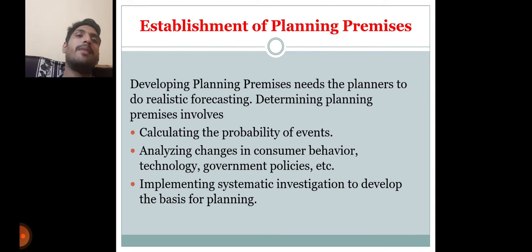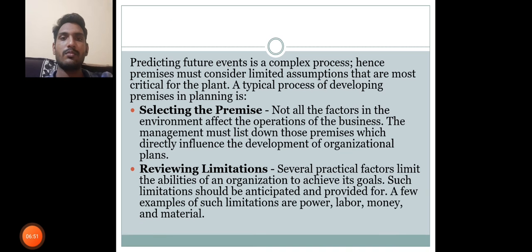So, the establishment of the planning premises. Developing the planning premises needs the planner to do realistic forecasting. Determining planning premises involves, first, calculating the probability of events; second, analyzing changes in consumer behavior, technology, government policies, etc.; third, implementing systematic investigations to develop the basis for planning. Predicting future events is a complex process. Hence, premises must consider limited assumptions that are most critical for the plan.